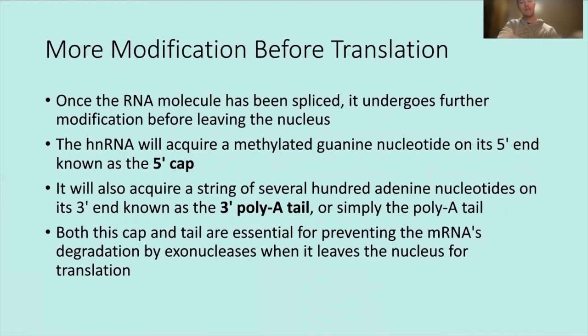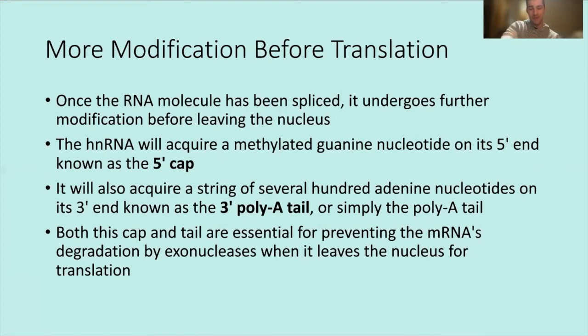So, more modification: once the RNA molecule has been spliced, it undergoes further modification before leaving the nucleus. The hnRNA will acquire a methylated guanine nucleotide on its 5' end, and that's known as the 5' cap. Sometimes I've heard it called a guanine cap. And on the other side, it's also going to acquire a string of several hundred adenine nucleotides on its 3' end, and that's known as the 3' poly A tail, or simply the poly A tail.